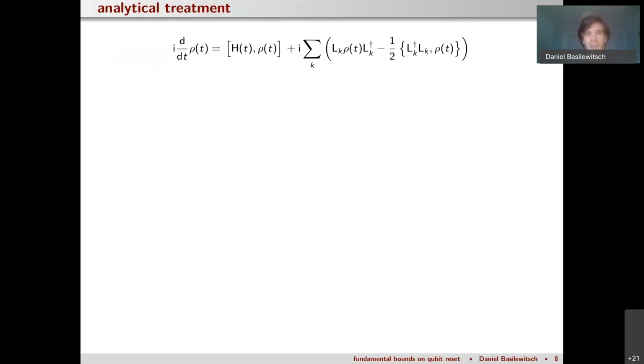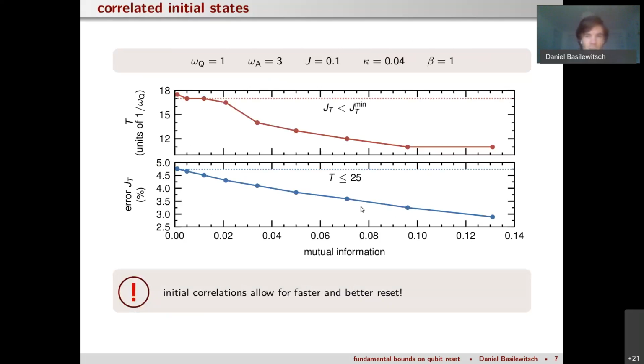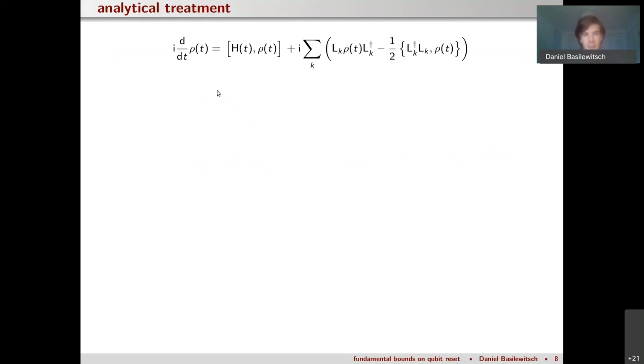And then we asked ourselves, can we understand roughly analytically what's going on? To this end, this was the Lindblad master equation of the qubit ancilla system that we use to model our dynamics. And yes, you can understand what's going on analytically, but you have to make some approximations. Namely, you have to neglect the thermal reservoir, and you have to apply a rotating wave approximation.